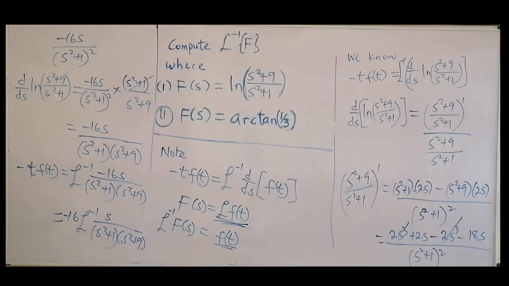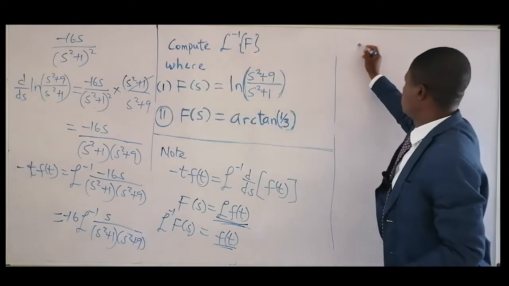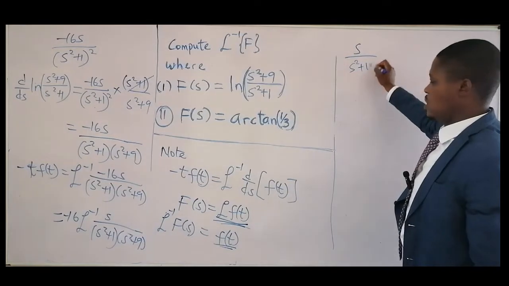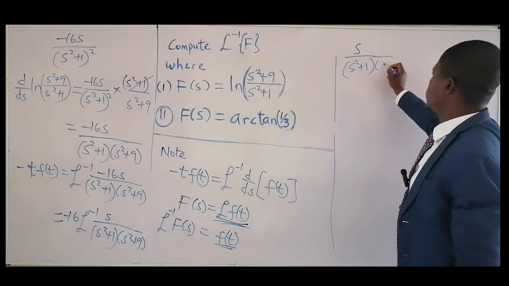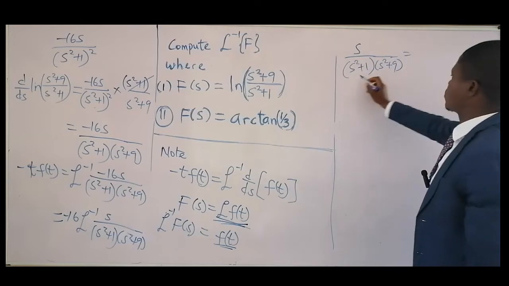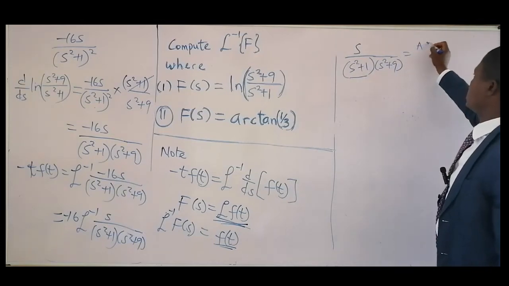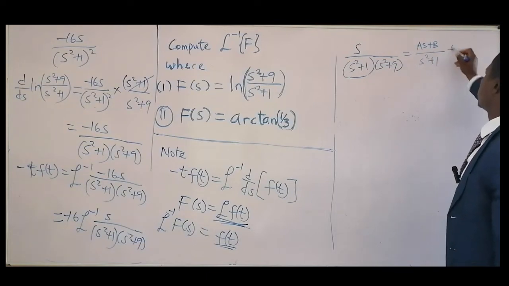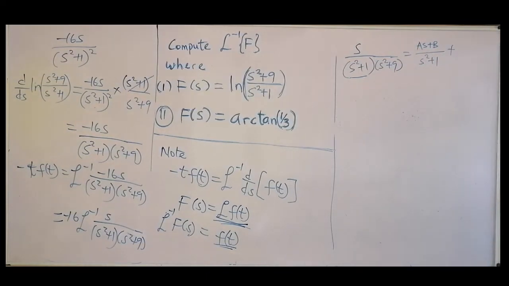Then we can solve the inverse of that using partial fractions. Let's take this one out: s over (s squared plus 1)(s squared plus 9) will be equal to, since these are quadratic expressions, (as plus b) over (s squared plus 1), then plus (cs plus d) over (s squared plus 9).